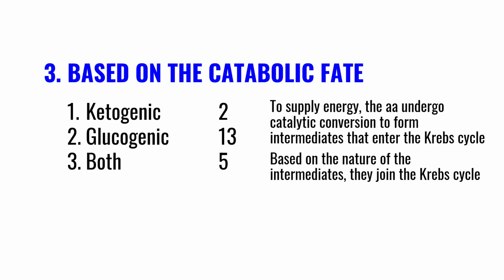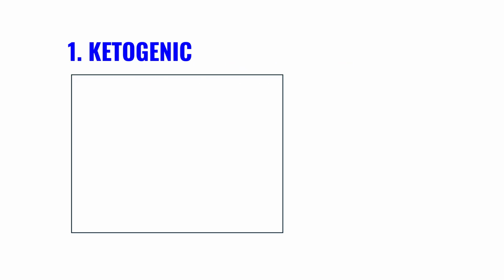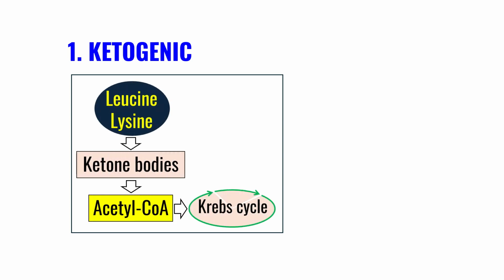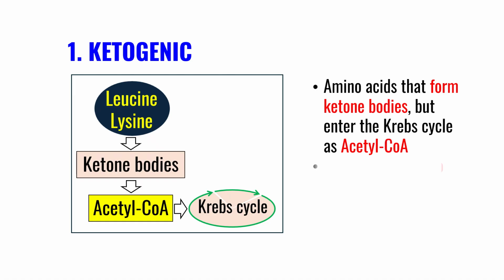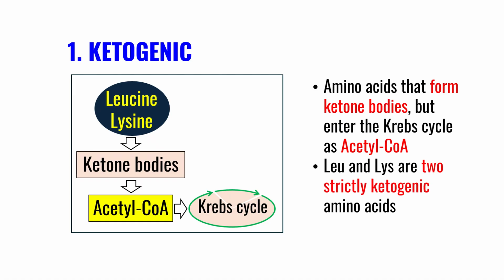So there are basically 3 different categories in this classification. The first category is ketogenic amino acids, including 2 amino acids only. There are 13 glucogenic amino acids and there are 5 which have both properties, ketogenic and glucogenic. So the first category is ketogenic amino acids, which means that these amino acids are metabolized finally to produce ketone bodies, which are converted to acetyl-CoA and enter the Krebs cycle to produce energy. So these are 2 amino acids, leucine and lysine, which are strictly ketogenic, and it is easy to memorize and remember these amino acids.